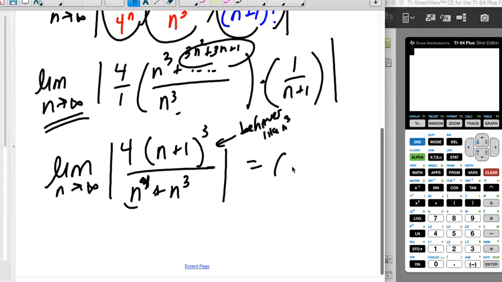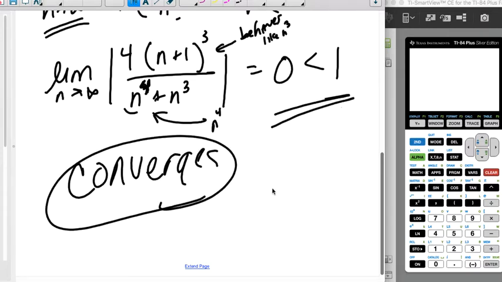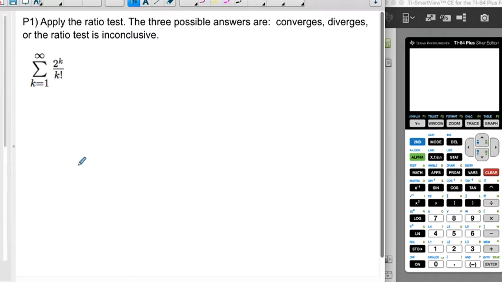So this thing is approaching 0, which is less than 1, because the top is an n cubed and the bottom is an n to the fourth. The bottom is a bigger power, so essentially this thing approaches 0. So this thing converges because I'm looking for a value that is less than 1, meaning convergent. A value greater than 1 is divergent, and a value equal to 1 would mean that we don't know, that it's inconclusive.